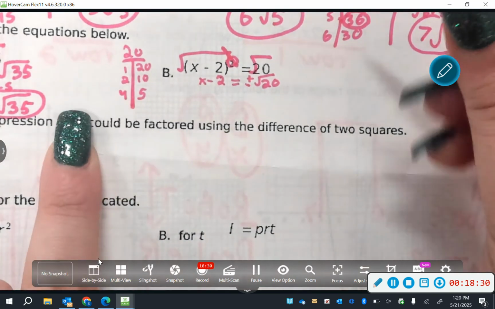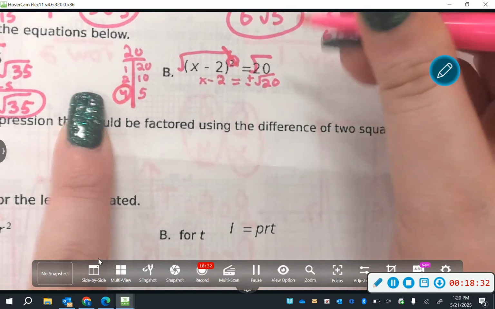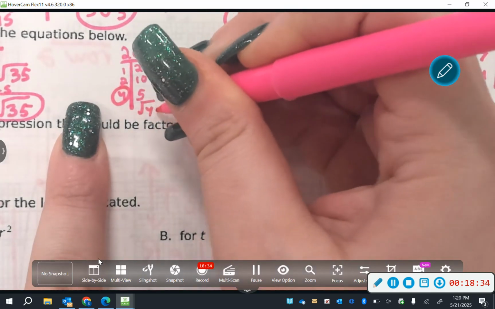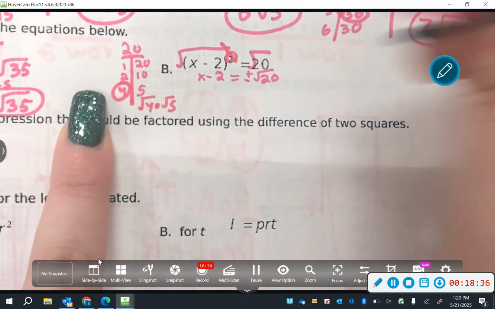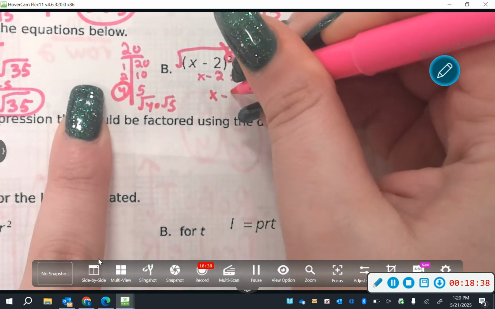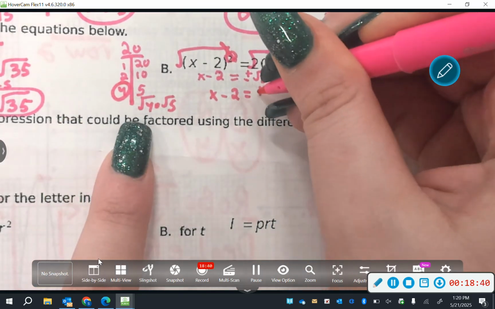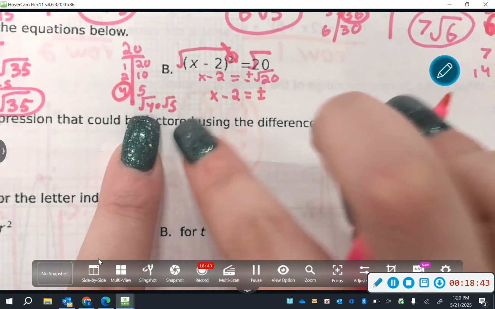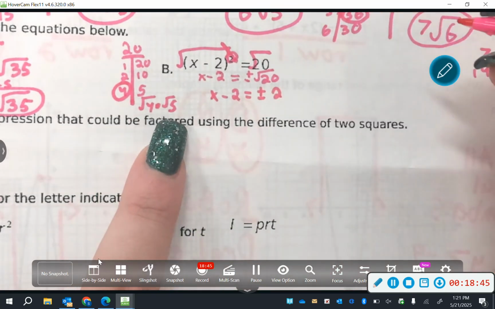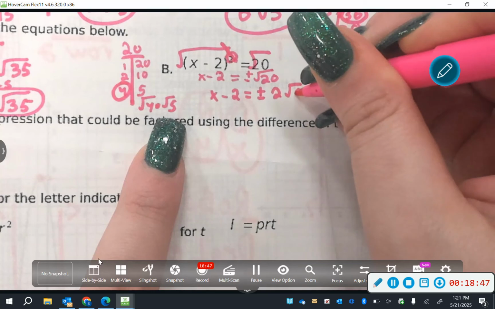Our biggest perfect square is 4. So this is the square root of 4 times the square root of 5. So we have x minus 2 equals positive and negative. Square root of 4 gives us 2. The square root of 5 gives us a decimal, so we leave it alone.